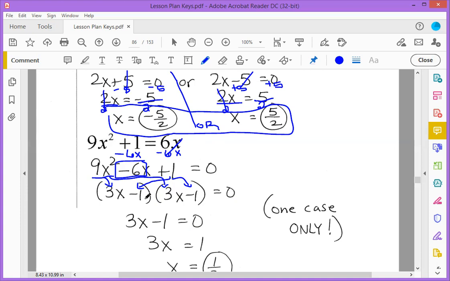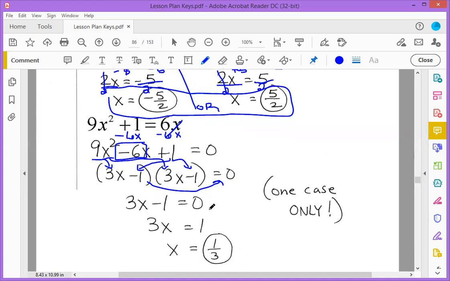Now we're going to set these factors equal to 0. We have 3x minus 1 and 3x minus 1. We have the same factor in both sets of parentheses, so we only have to solve one equation. So we set that factor, 3x minus 1, equal to 0, and we're going to solve this equation.